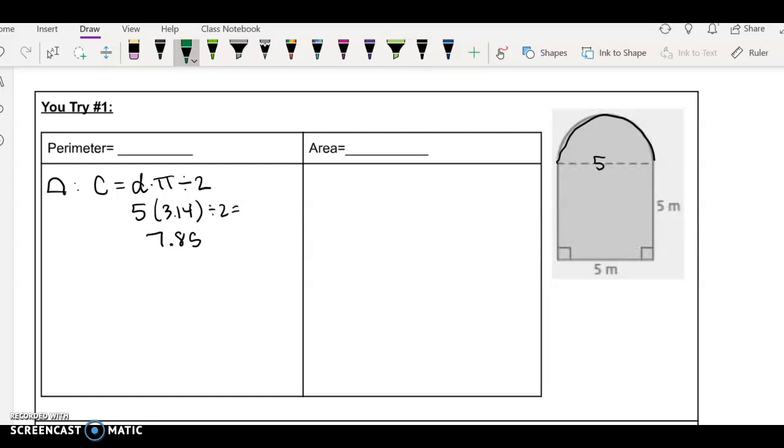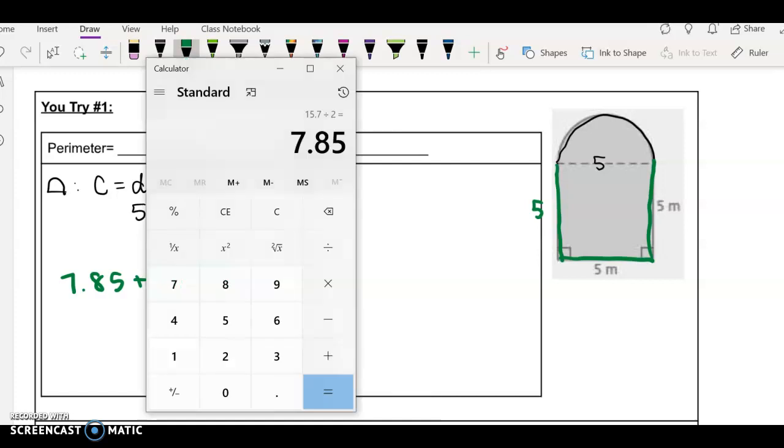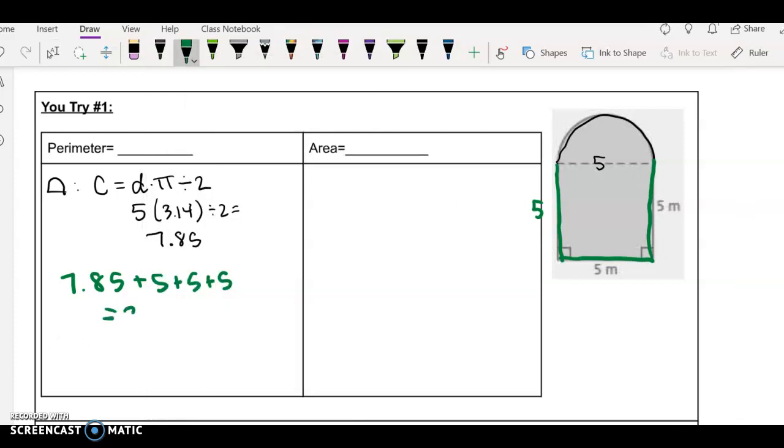Then I need to add that to my distance around. So I go 5 here plus 5 plus 5, and that closes that shape off. So I'm going to add 7.85 plus all 3 of those sides that are all 5. So 5 plus 5 plus 5. And I get 22 and 85 hundredths for my perimeter. And then I'm in meters, so I put an M next to it to show my measurements.